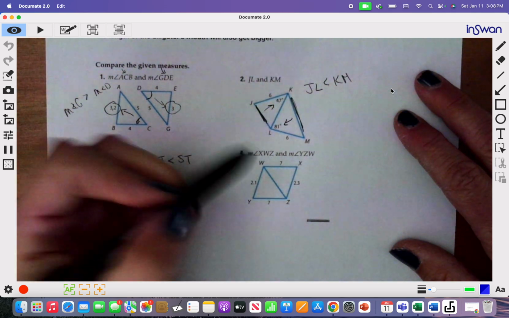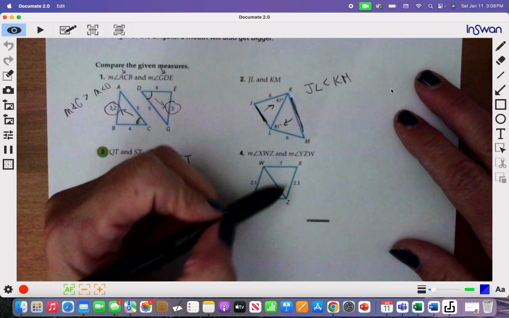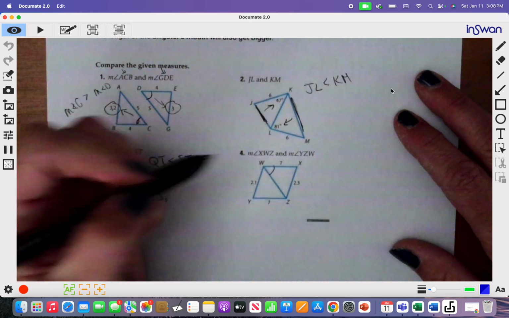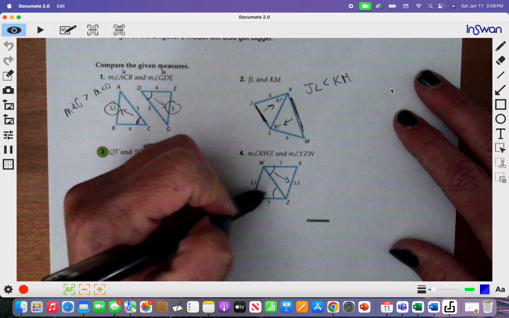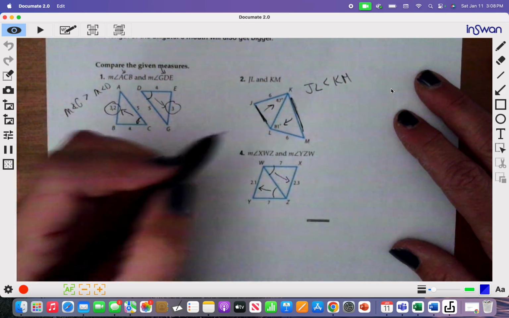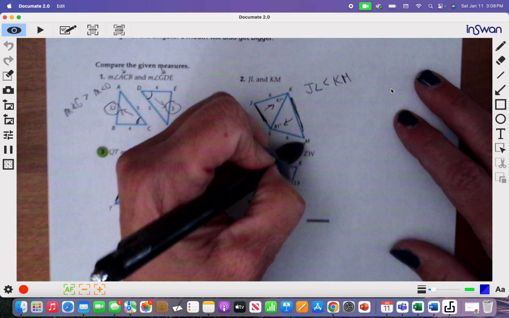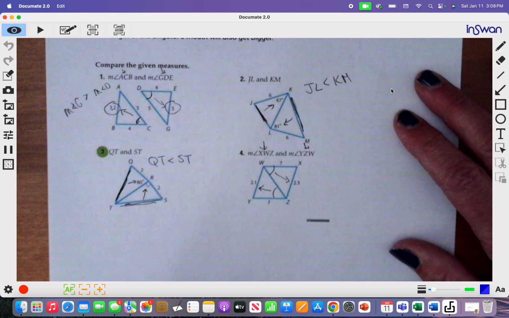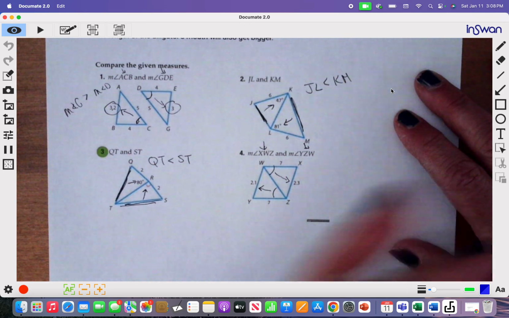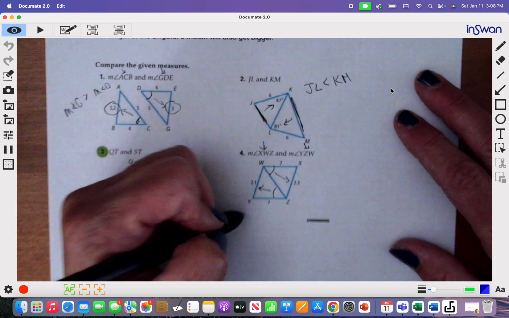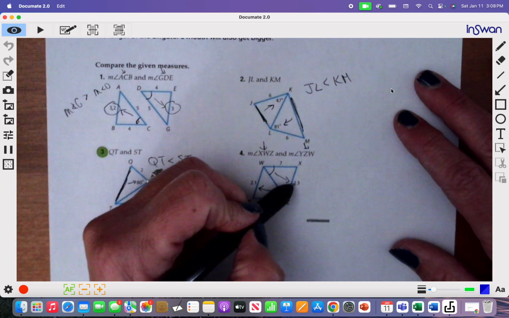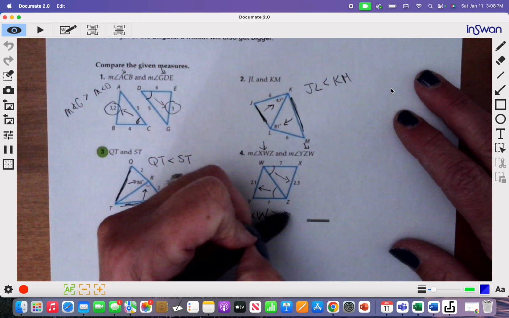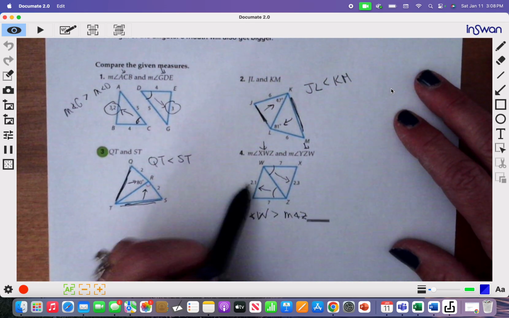And on the next one, we have the measure of XWZ. XWZ is this angle, and YZW is this angle. So that's across from 2.3, that's across from 2.1. Again, I'm just going to use the vertex because I can in this particular one. You couldn't do it if the vertexes were the same. Vertexes are different, so I can just use the vertex as my angle name. So the measure of angle W is greater than the measure of angle Z, because 2.3 is greater than 2.1.